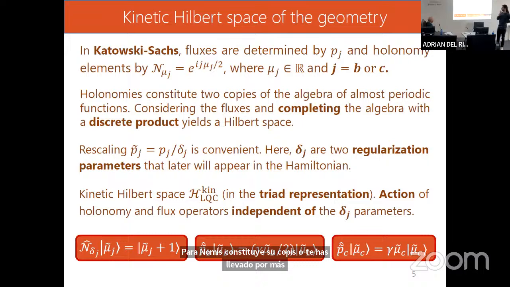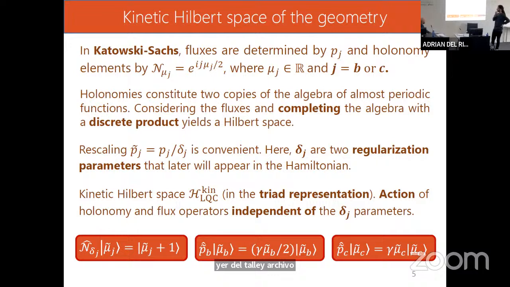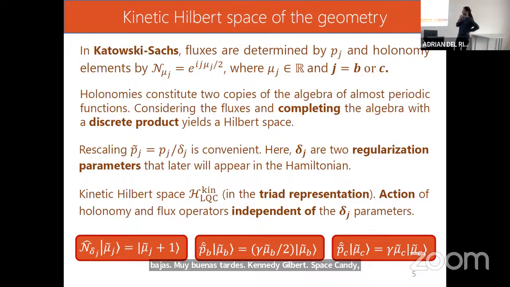Before defining this Hilbert space, it is convenient to consider the following rescaling. Here, delta_j are two regularization parameters that later on will appear in the Hamiltonian, so I consider this rescaling in advance. With the rescaling, a kinetic Hilbert space can be defined. In the triad representation, the action of the holonomy and flux operators is given here, and we can see that all of them are independent of the delta_j parameter.